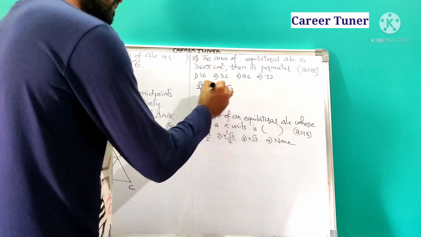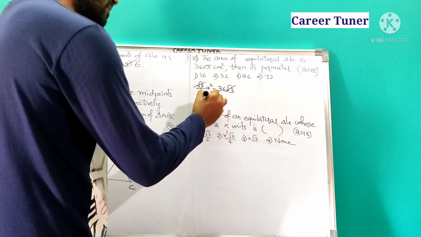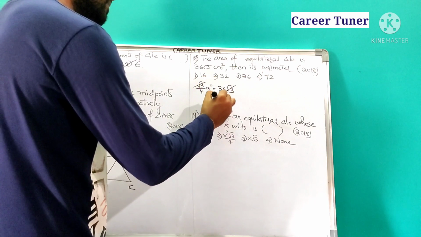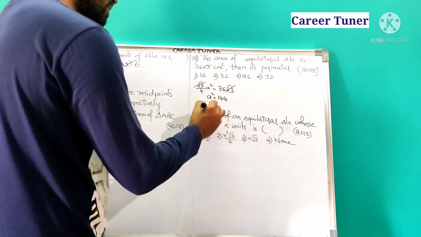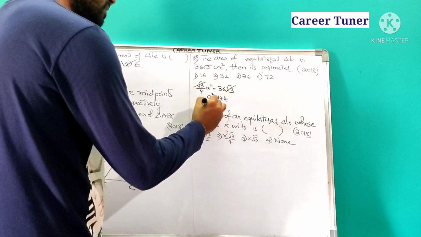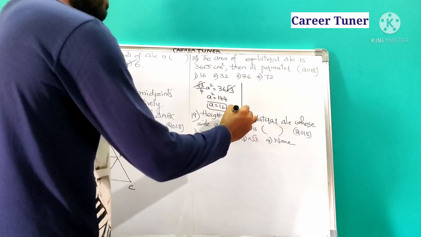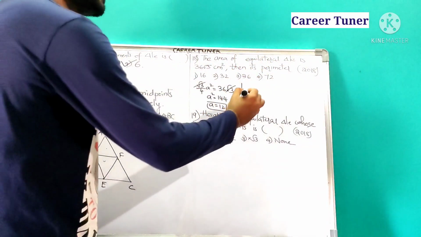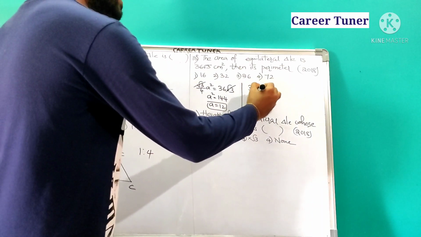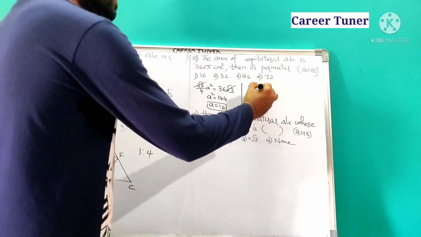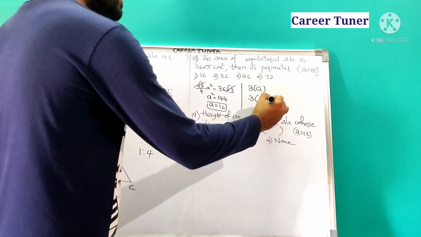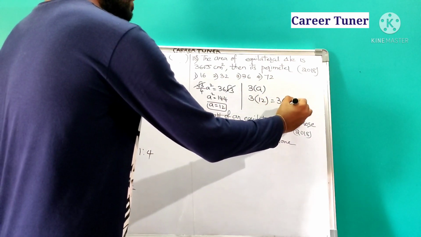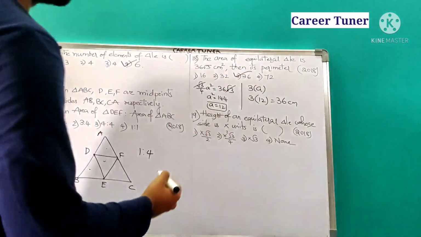36 root 3. So root 3 got cancelled. Therefore a square is equal to 36 into 4. So how much? 144. Therefore a is equal to how much? 12. So when a is equal to 12, we need what? Perimeter. Perimeter of an equilateral triangle is 3 times its side. So 3 times side is how much? 12. So how much is it? 36 centimeters. So 36 will be your answer.